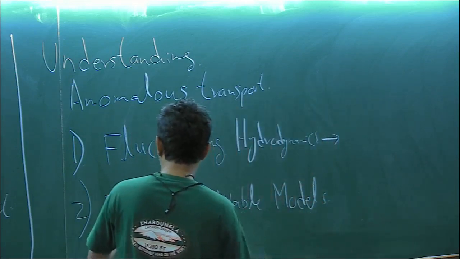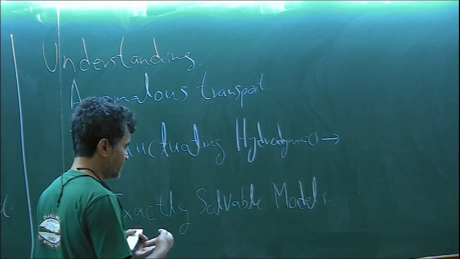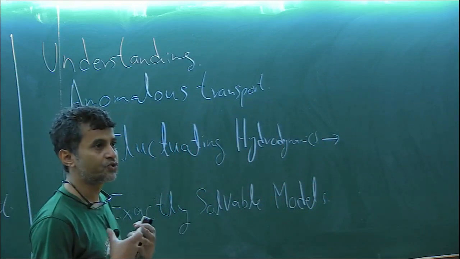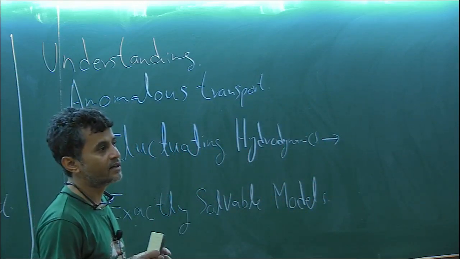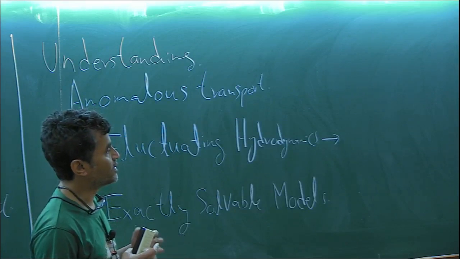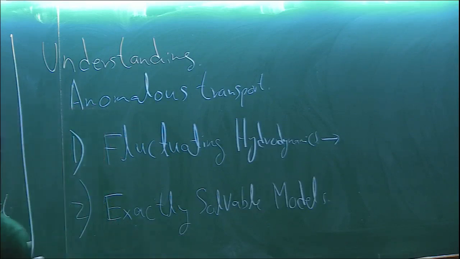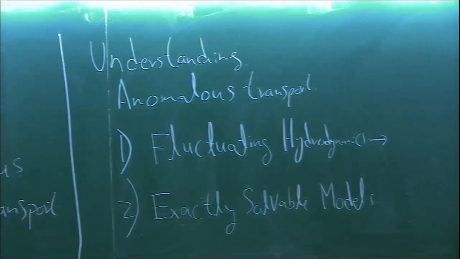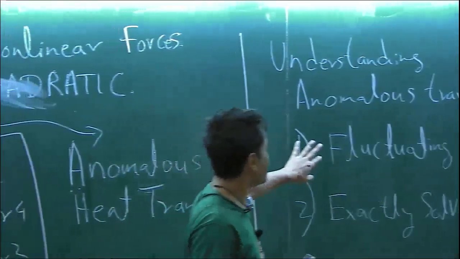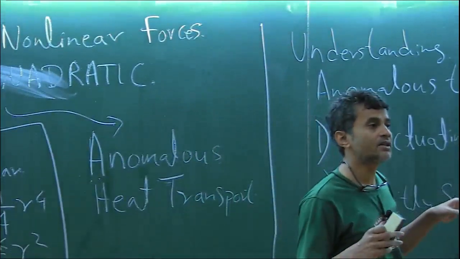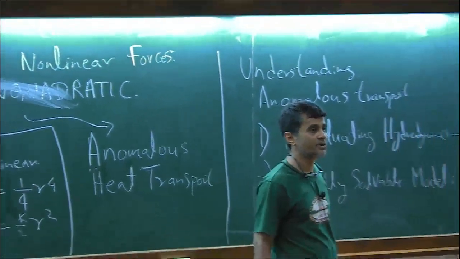These kinds of models are basically stochastic models, stochastic models which satisfy the same conservation laws. The important thing that we understand from hydrodynamics is that the conservation laws are what give rise to anomalous transport.